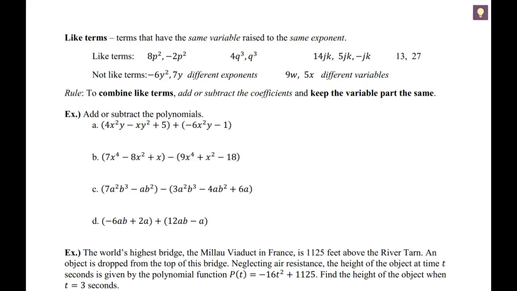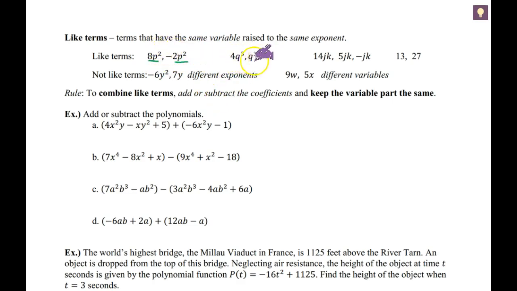In this video, we're going to be talking about like terms and how to add and subtract polynomials. So the first thing we need to talk about are the like terms themselves. Like terms have the same variable raised to the same exponent. So here I see p squared, p squared. It doesn't matter that there's an 8 here and a negative 2. These are like because I have the same letter, the same variable, raised to the same exponent.